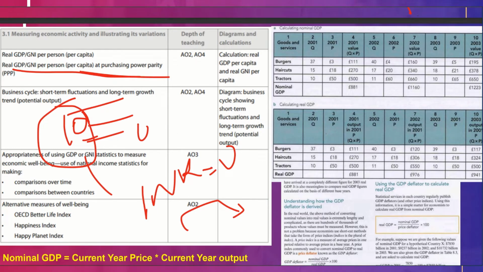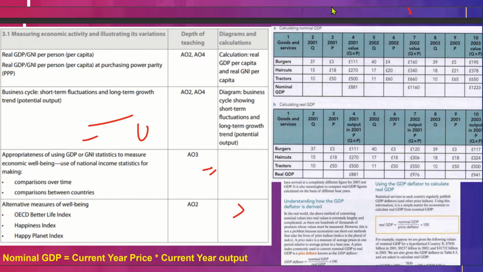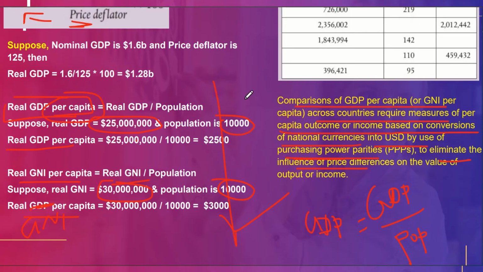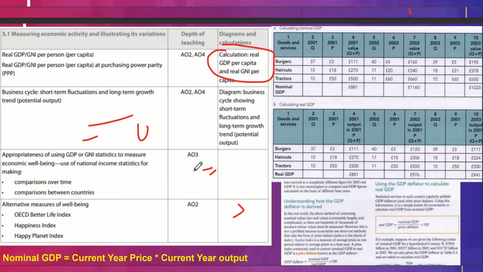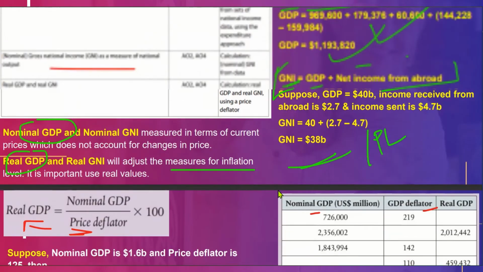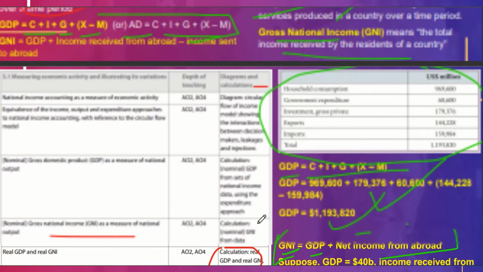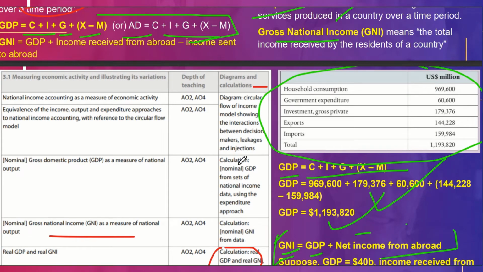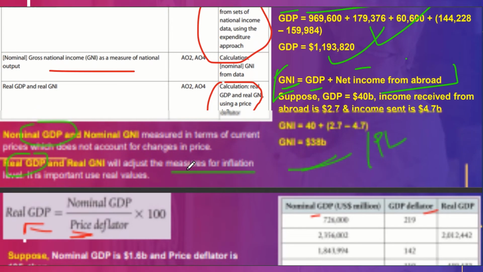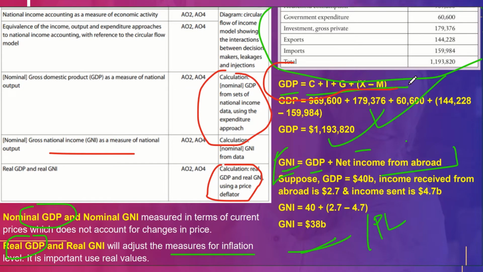And the next part is calculation of real GDP. Look at paper 2, you can expect calculation of real GDP per capita and real GNI per capita. Just now we have done this one. And the next part is business cycle and short-term fluctuation. Calculation of real GDP using the price deflator, we have done this one. And calculation of GNI data, calculation of national income using the expenditure method, okay, this we have done, this is the expenditure method.